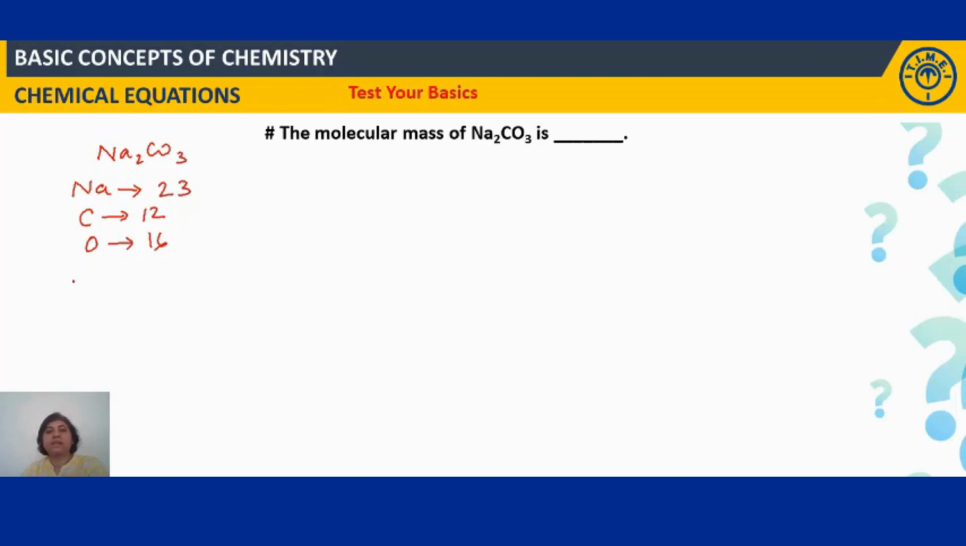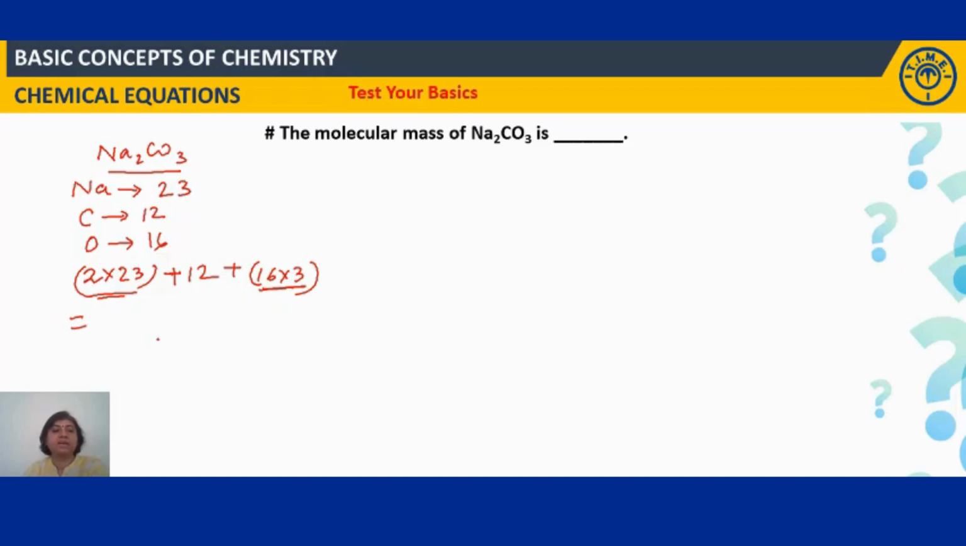Let's proceed. I hope you are ready. Okay, so what we will do first, we will look at the formula. Formula is Na2CO3. So 2 sodium atoms are there. So let us write 2 into 23. Since 2 sodium atoms are there, plus 1 carbon atom is there, plus how many oxygen atoms are there? Good, 3, right? So 16 into 3. This 2 into 23 and 16 into 3, and then you have to calculate the sum.